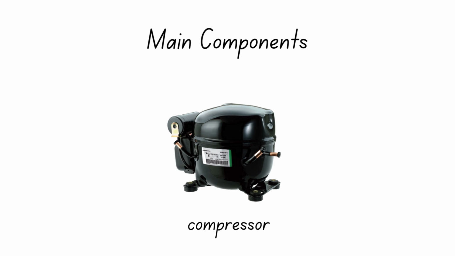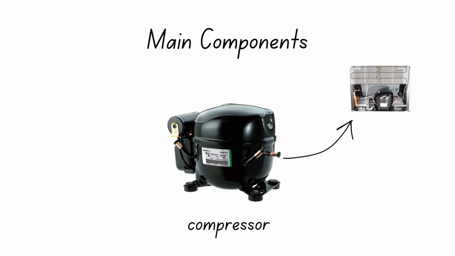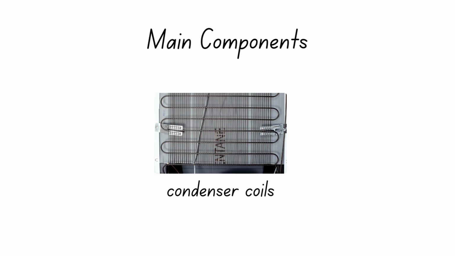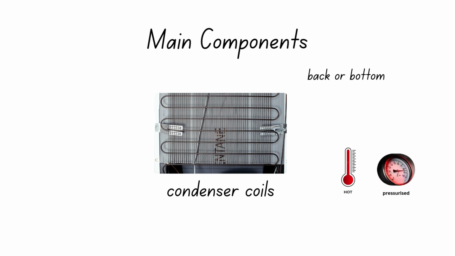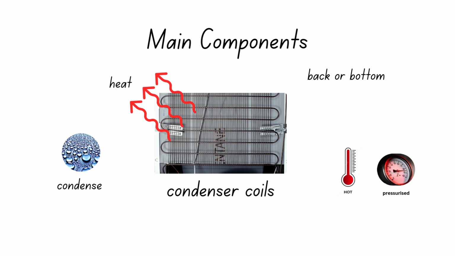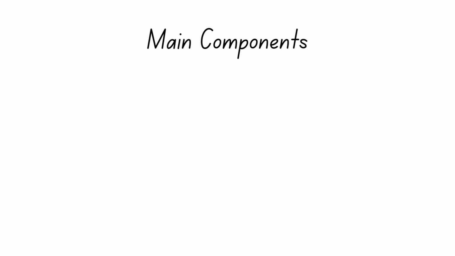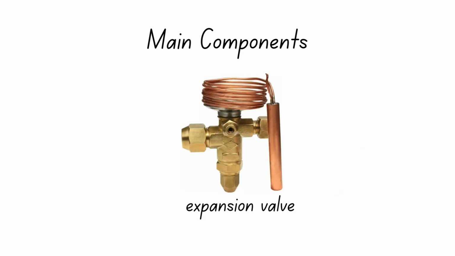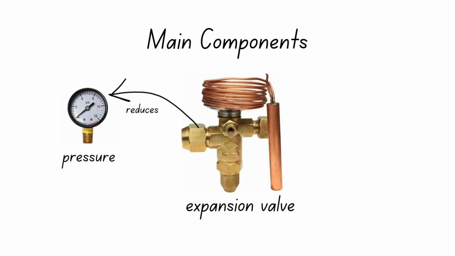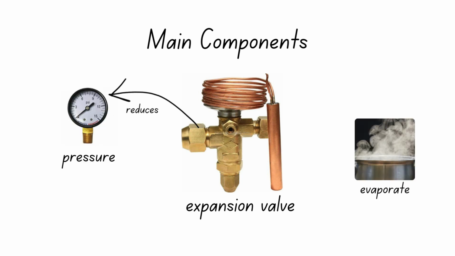The compressor. This is located at the back or bottom of the refrigerator. It compresses the refrigerant, raising its temperature and pressure. Condenser coils. These are also at the back or bottom of the fridge. The hot pressurized refrigerant releases its heat to the outside air and condenses back into a liquid. Expansion valve. This component reduces the pressure of the refrigerant, allowing it to evaporate again in the evaporator coils.